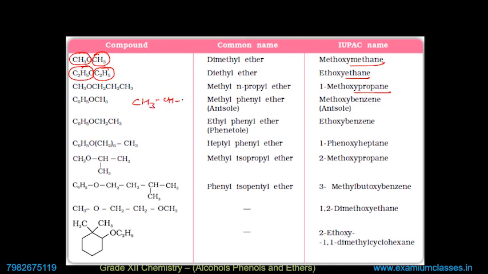CH3, CH, CH3, OCH3. It means the methoxy group can be at the second position of propane, the main chain, also. So that's why you have to mention where the methoxy is connected. Methoxy is connected here at the first carbon, 1, 2, 3. So that's why it will be 1-methoxypropane. So don't just say methoxypropane.